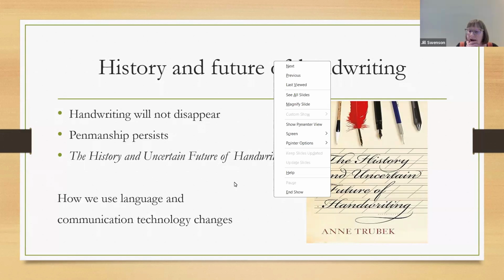And in the future, how will these human authored artifacts be evaluated or corroborated? Will they become more precious as they become rare? I don't have the answers, but I think there are interesting questions to contemplate. And if you want to know more, this is the best book I've read on the subject, which is Anne Trubek's book, The Future and Uncertain History of Penmanship.